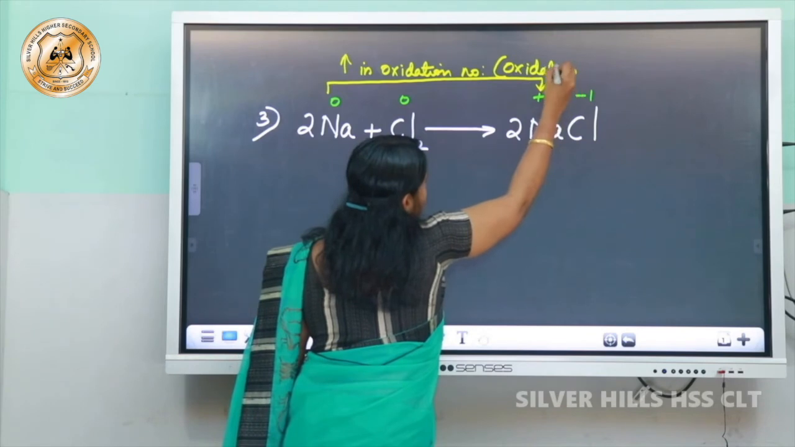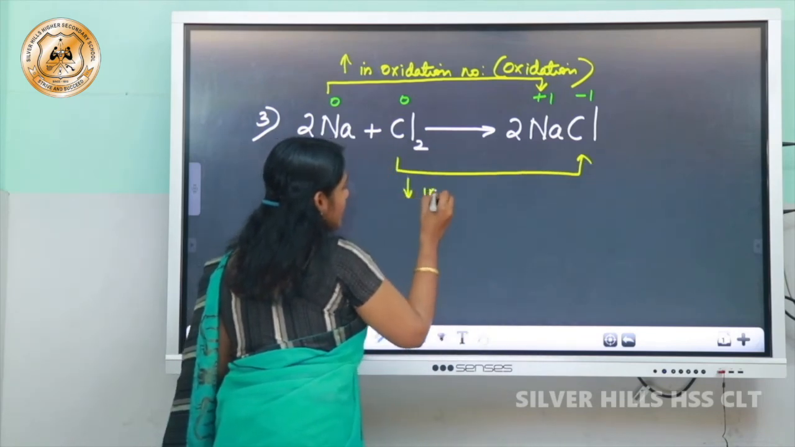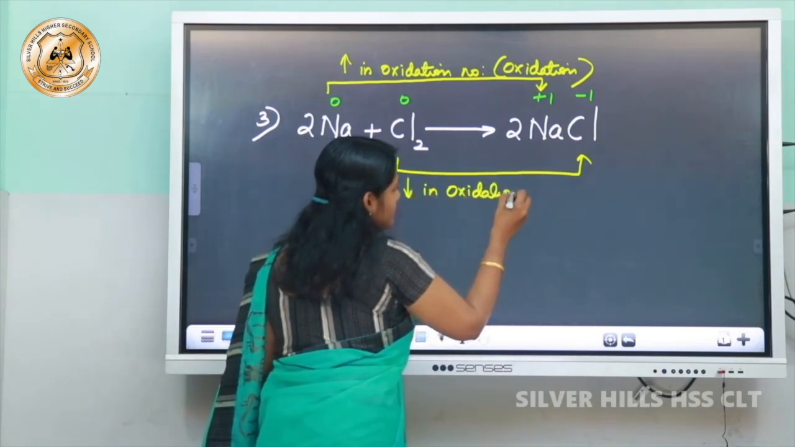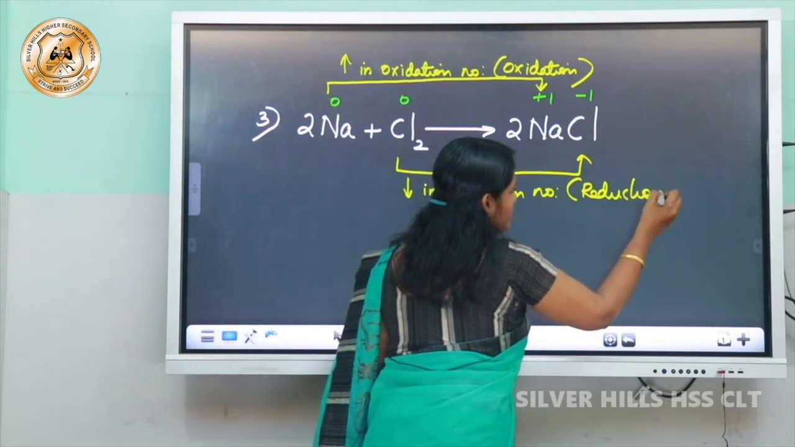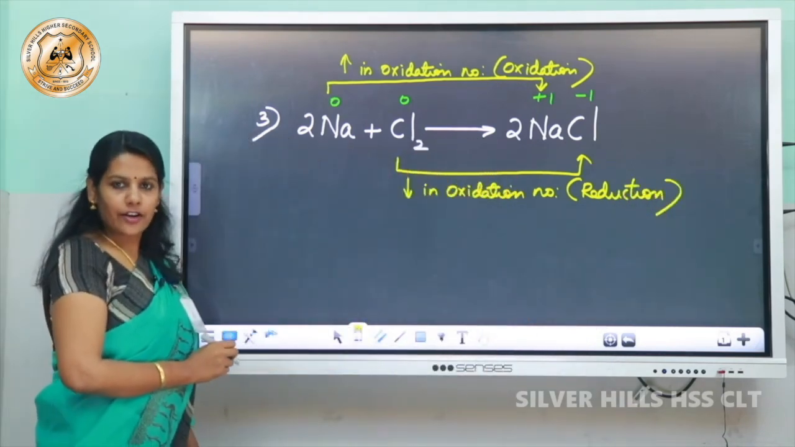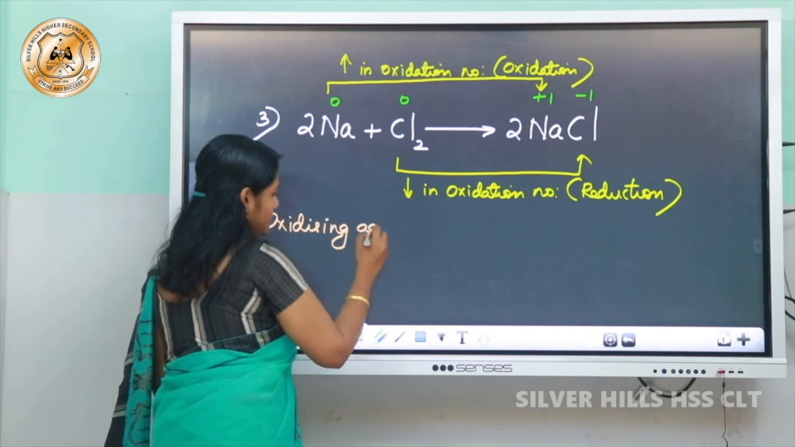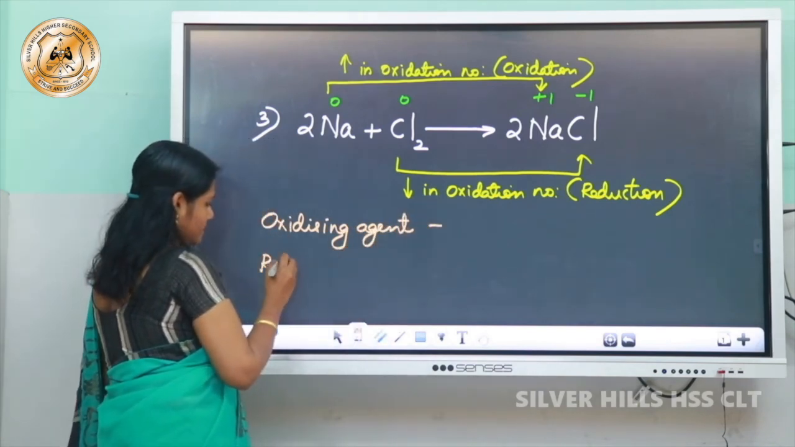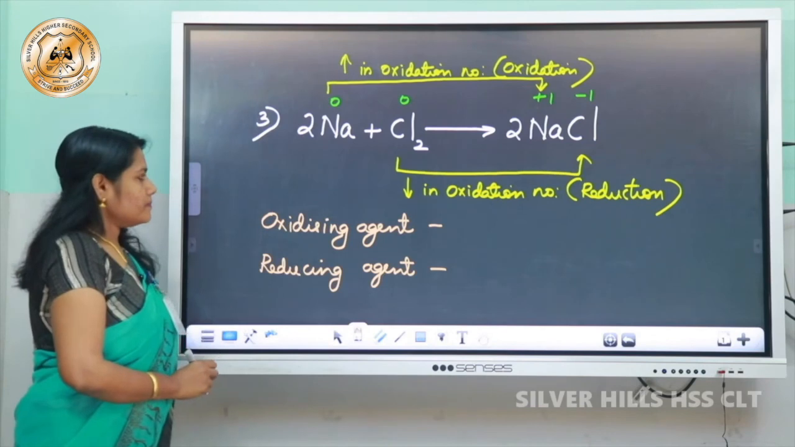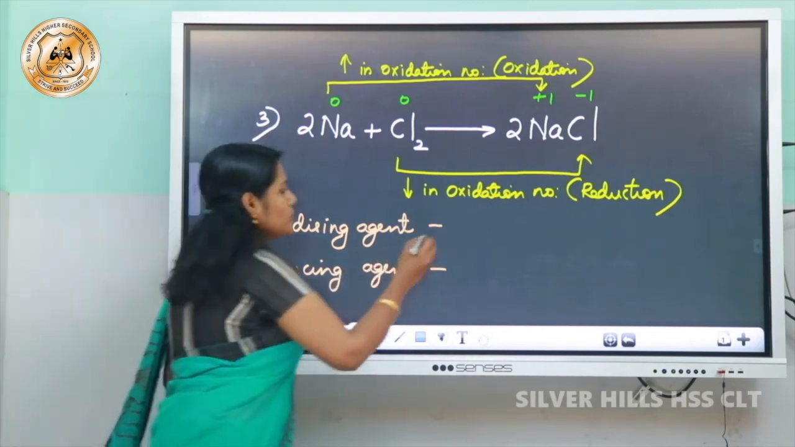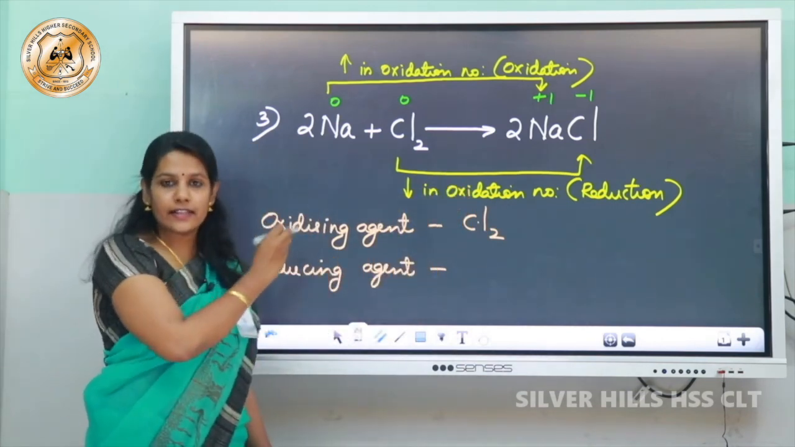So, this is oxidation. Then, Cl2 0 becomes minus 1. There is a decrease in oxidation number. This is reduction. Now, the oxidizing agent and reducing agent. Here the oxidizing agent is Cl2, as there is a decrease in oxidation number, and the reducing agent is Na, where there is an increase in oxidation number.